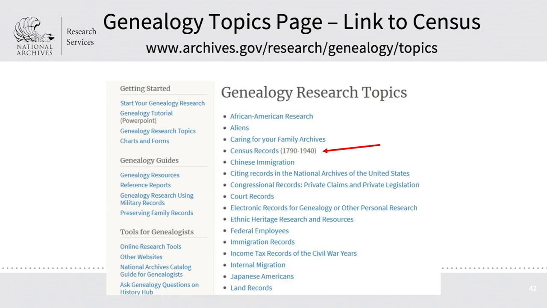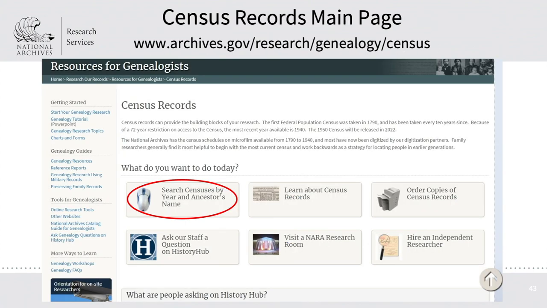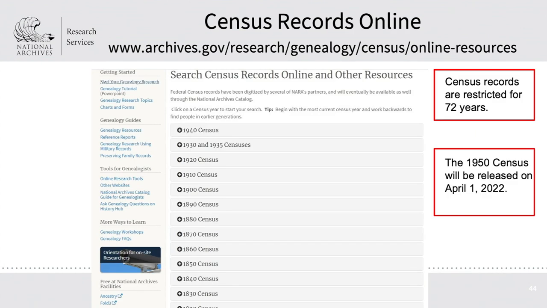So we'll start with the census records page. And as you can see, there are links here to background information, how to order copies, and how to access the records. But let's just click on the first button to search the censuses. As you're probably aware, census records are restricted for 72 years after the census is taken. So the 1950 census will be the next one available. It should be released in just under a year from now, on April 1st, 2022.